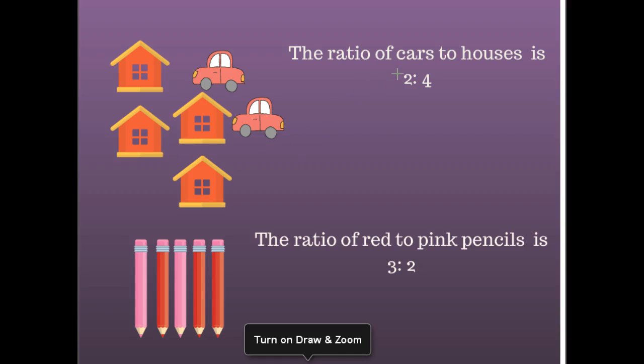So if I was going to write what fraction of this are cars, I would have written 2 out of 6. But because a ratio compares the relative values of 2 quantities or numbers, the ratio of cars to houses is 2 to 4. I can as well say the ratio of houses to cars is 4 to 2.